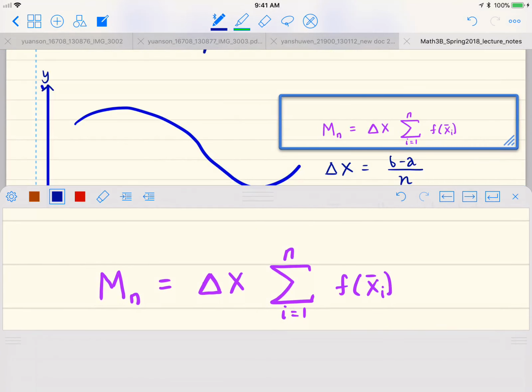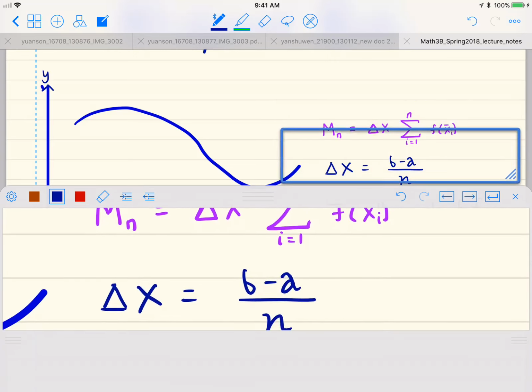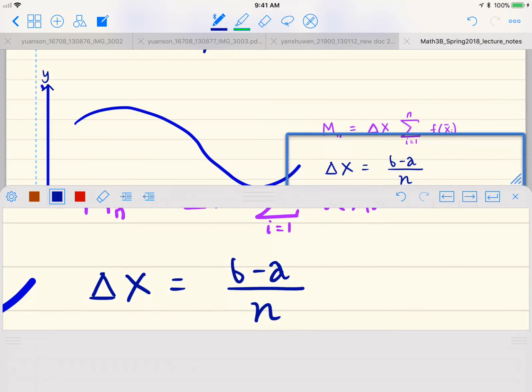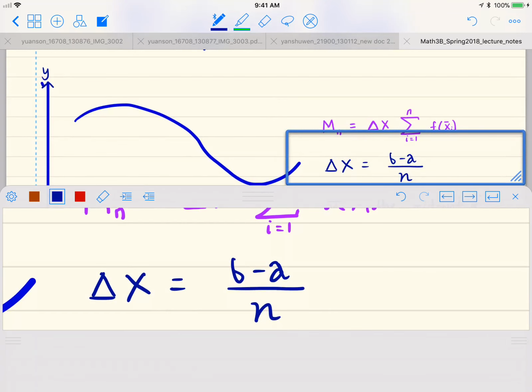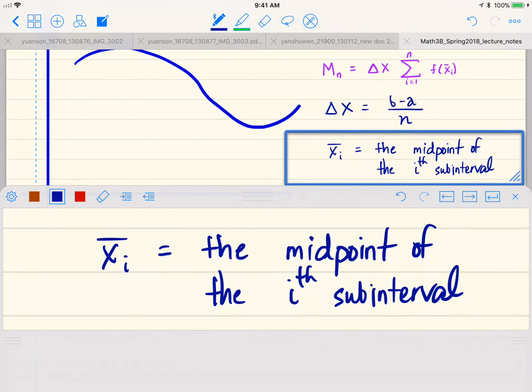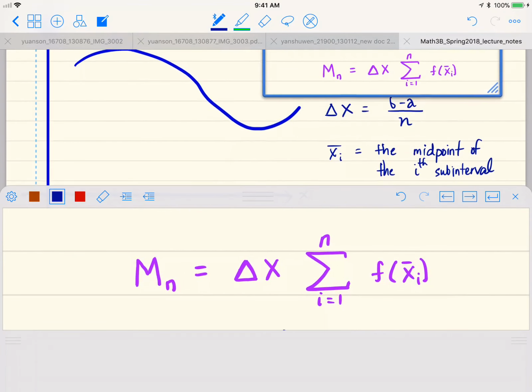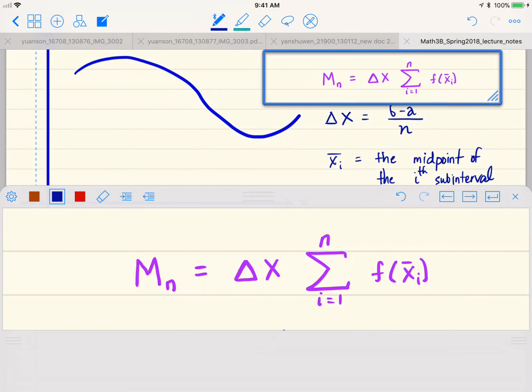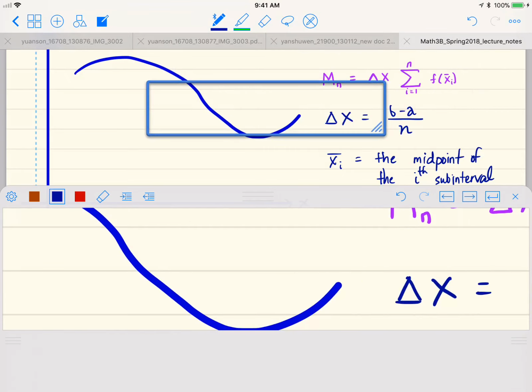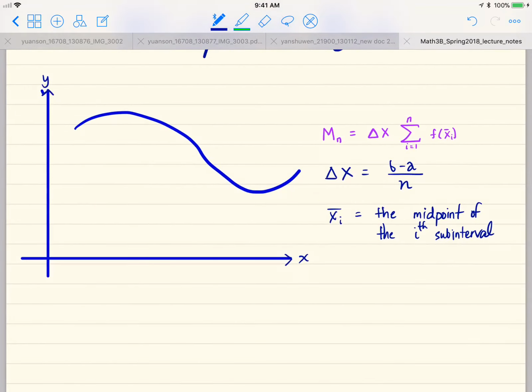So I wanted to explain what all of these symbols mean, right? Now we said that our delta x is equal to b minus a over n, and x sub i, with a bar over it, is the midpoint of the ith subinterval. So let's just unwrap this equation. First of all, what are we starting off with?